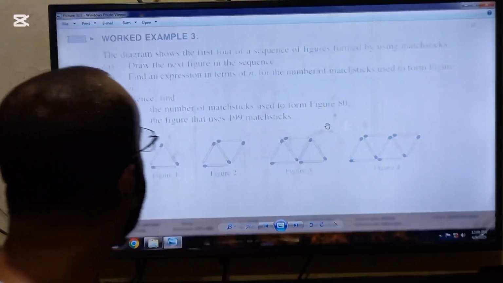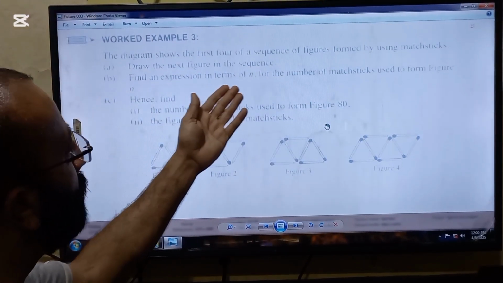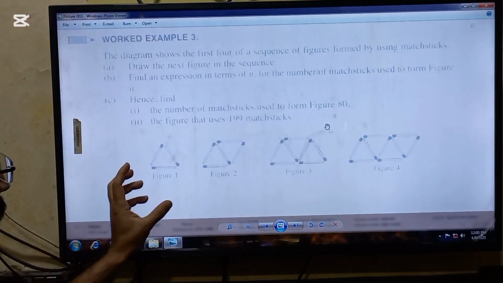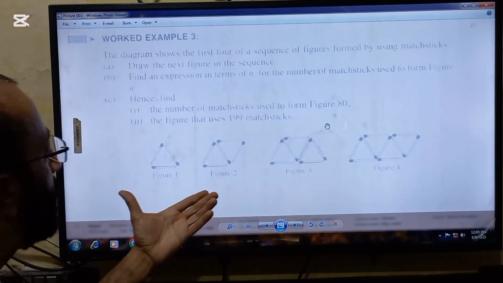So this is the 68th term in the number sequence, whose general formula is given, that is 8n - 3. The next question is, the diagram shows the first 4 of the sequence of the figures formed by using matchsticks. So here 4 figures of the matchsticks are given.